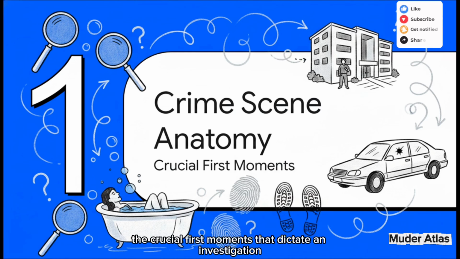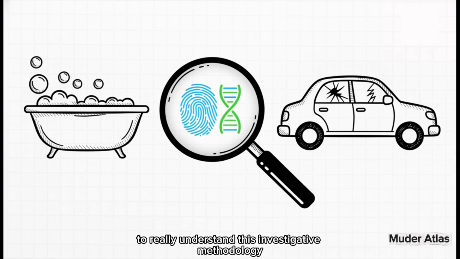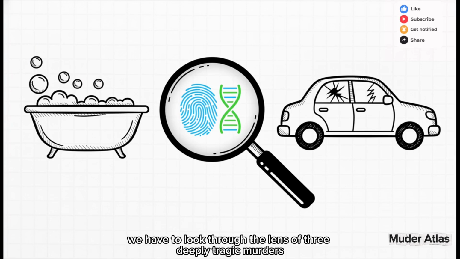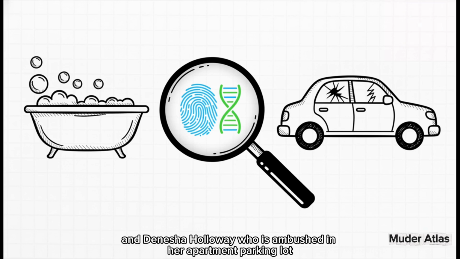Section 1. Anatomy of a crime scene. The crucial first moments that dictate an investigation. Let's get right into it. To really understand this investigative methodology, we have to look through the lens of three deeply tragic murders. We have Jessica Nelson, a young mother found in her bathtub, Janai Coleman, a beloved teacher shot in her own vehicle, and Dinasha Holloway, who was ambushed in her apartment parking lot.